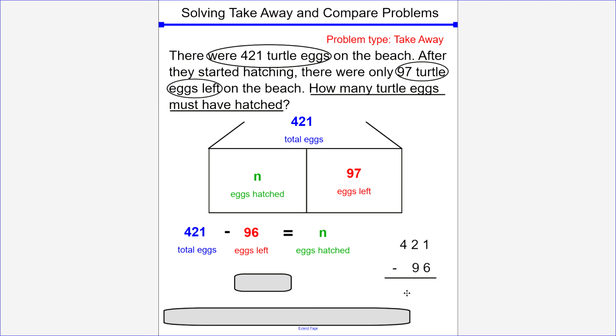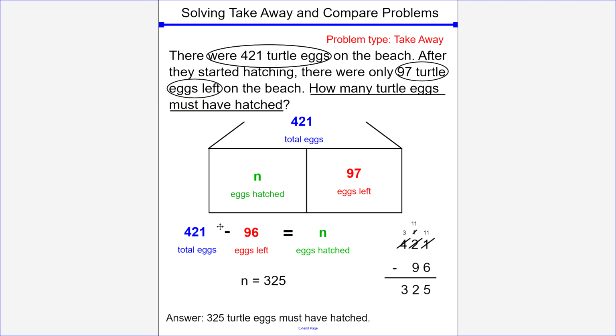421 minus 97 equals 324. So N equals 324. What would the answer to this problem be? How many turtle eggs must have hatched? An excellent third grade answer to this takeaway problem would be 324 turtle eggs must have hatched.